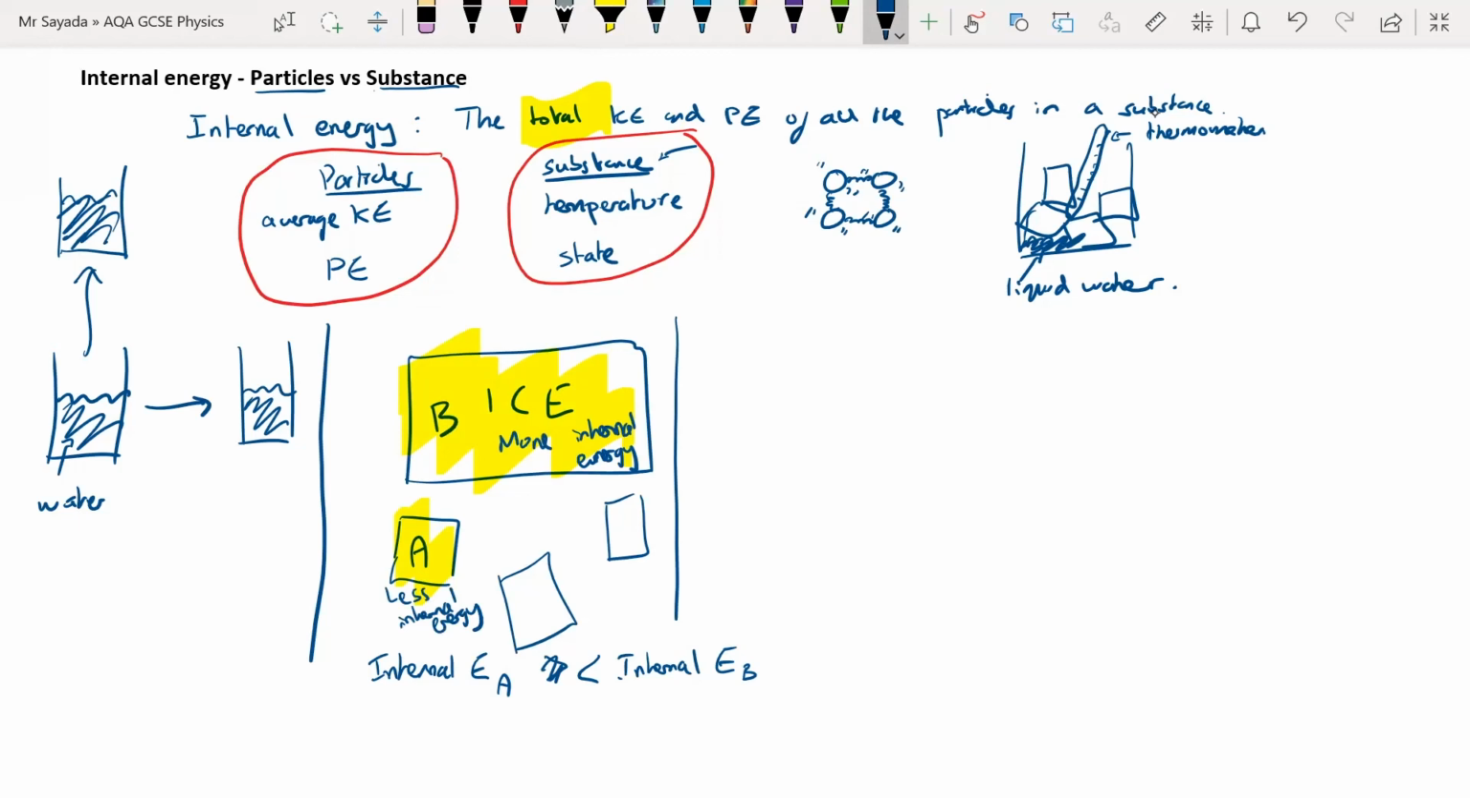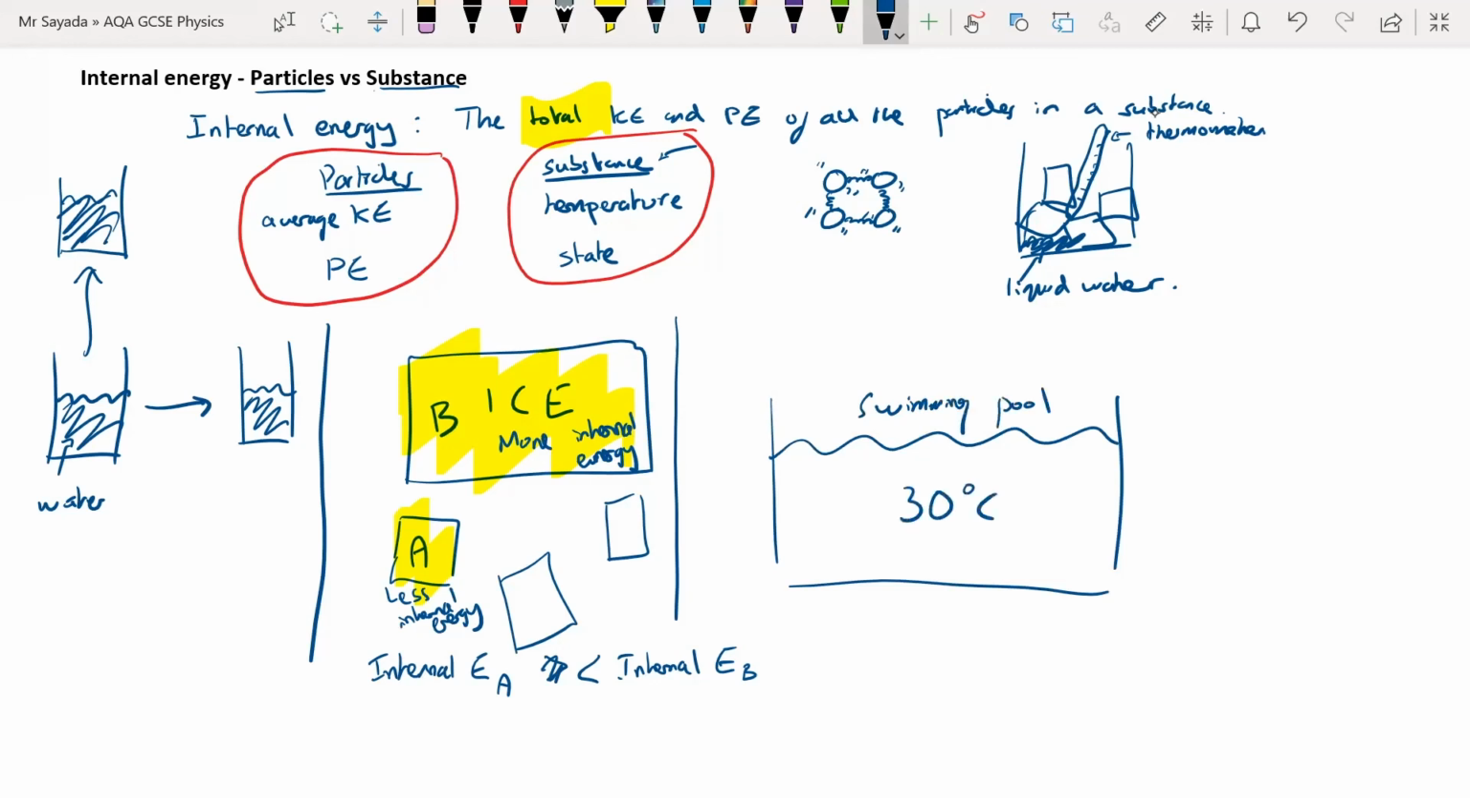Linked to that, let's have a look at a really big swimming pool of water. So that's a swimming pool, and that swimming pool of water is at 30 degrees Celsius. And then I have a tiny cup of coffee. I'm trying to draw this to scale. That's probably a really big cup of coffee if this was to scale. But that's a cup of coffee, and it's at 80 degrees.